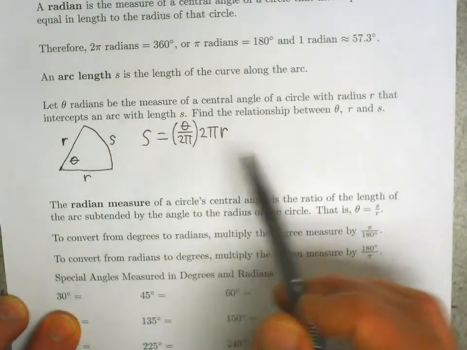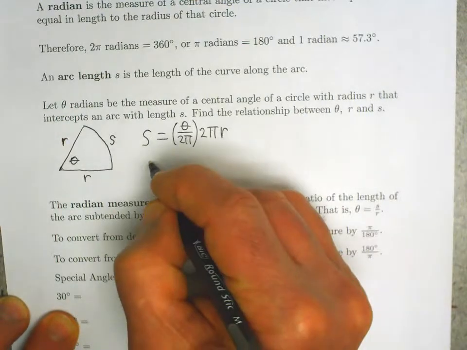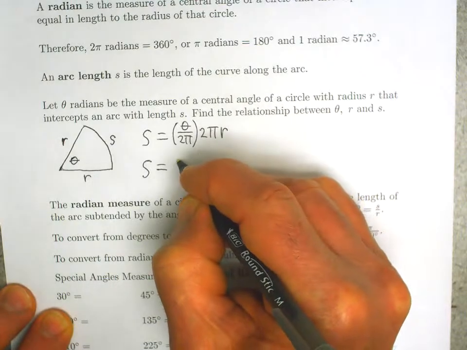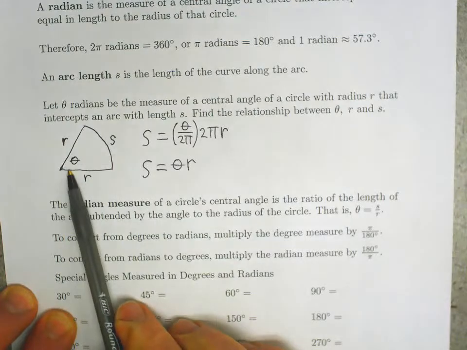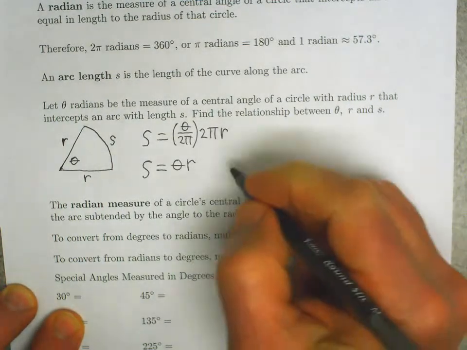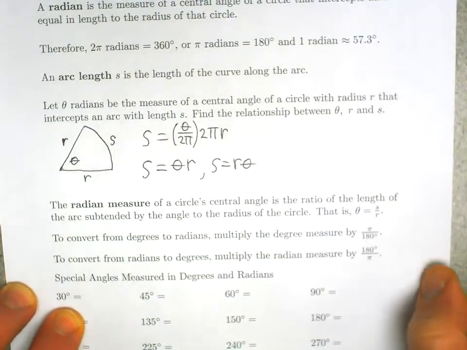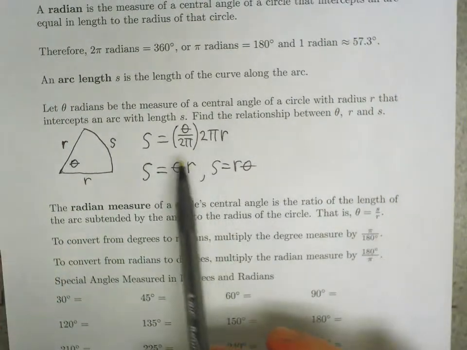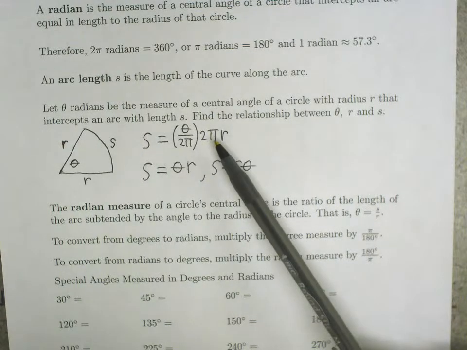This simplifies. Notice that 2 pi from the numerator divided by 2 pi cancels, so the arc length s is just equal to theta times r, where theta is the measure of the central angle in radians and r is the radius. You might see it written as r times theta instead, but either one is okay. And if you forget this formula, you can always derive it by remembering that an arc length is just a fraction of a circumference.